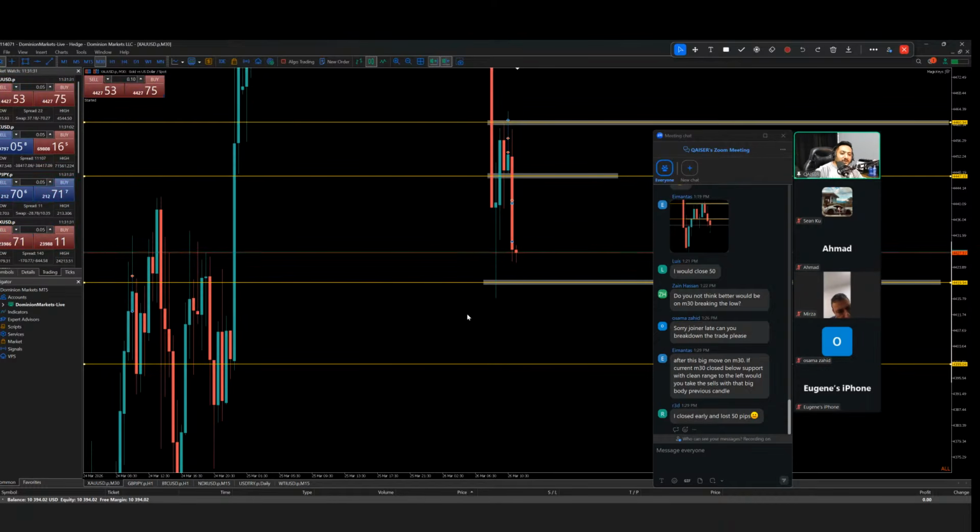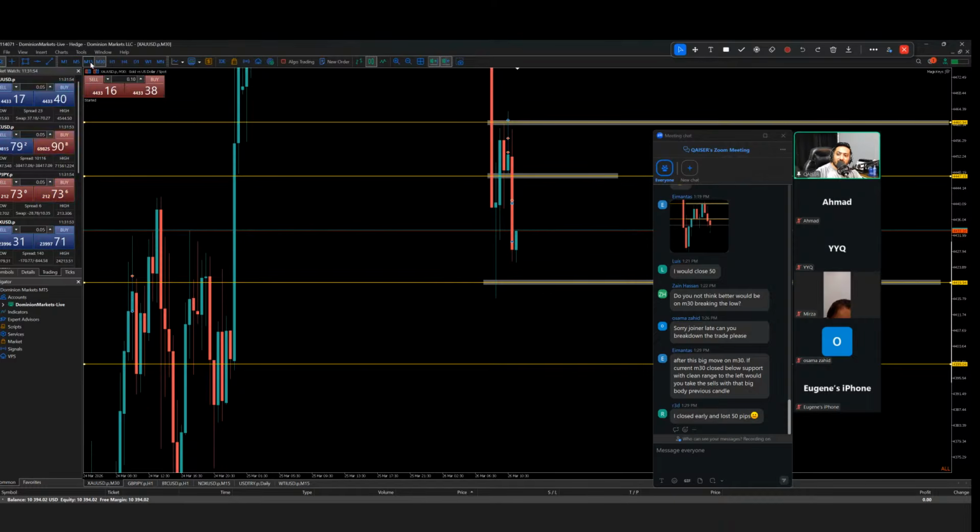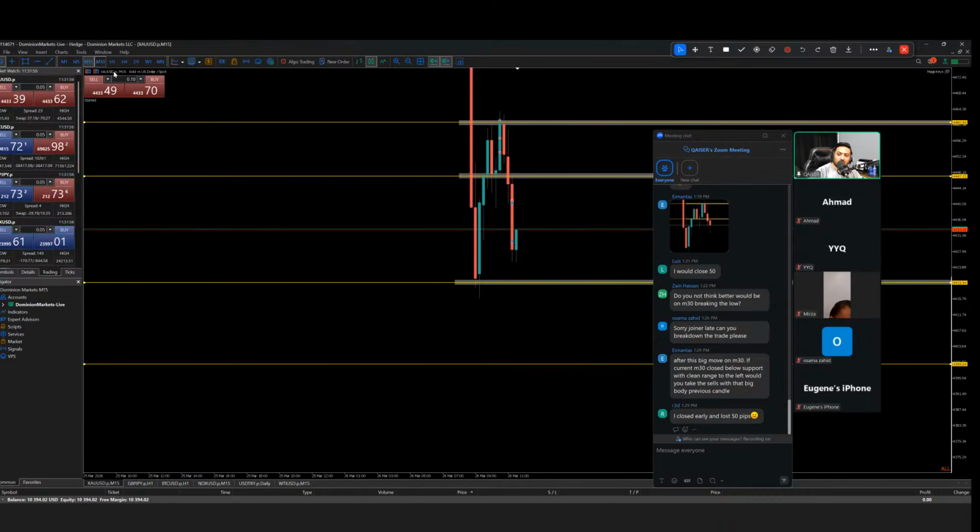Okay, after this big move on M30, if current M30 closes below support with clean range to the left, could you take the sells with that big body previous candle body? I told you I'm not feeling comfortable with this one. I closed early and lost 50 pips. How could you lose 50 pips there, buddy? Why did you close that? You are having a live stream, you are sitting in a Zoom, you don't even have latency. So what am I doing here? Why did you not just copy that?